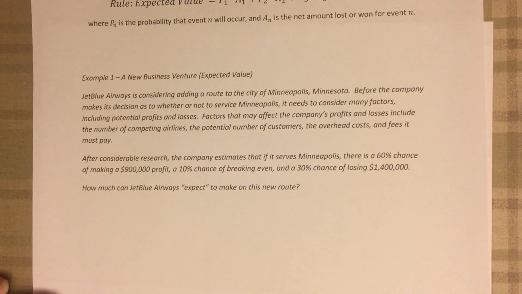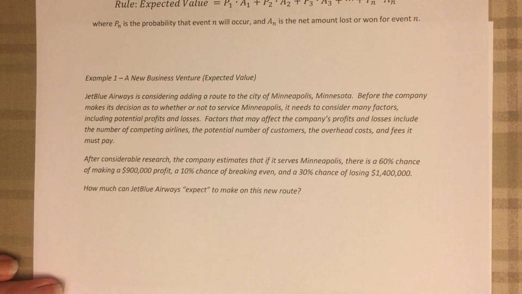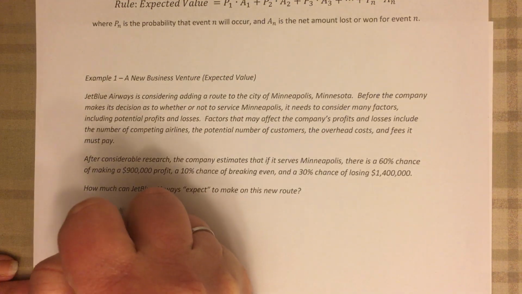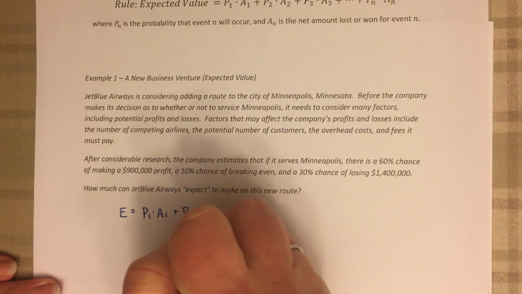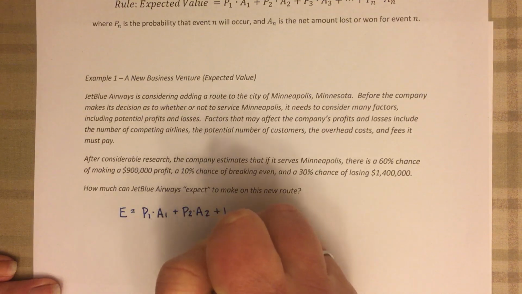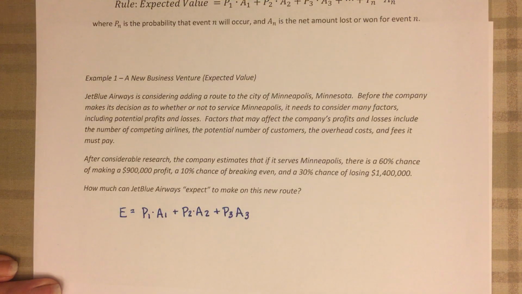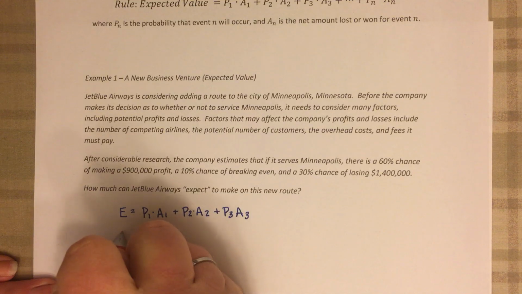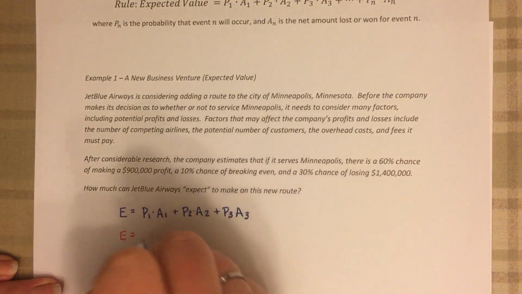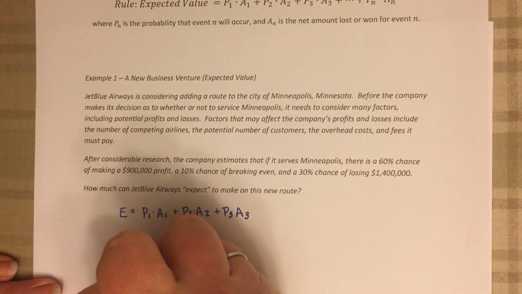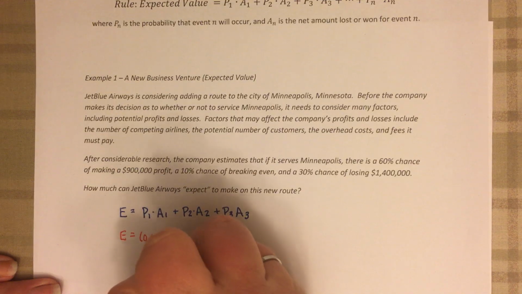All right, so in this case, we do have 3 different possibilities. So our rule is going to look like E equals P1 times A1 plus P2 times A2 plus P3 times A3. Right? So our expectation for this particular example, there is a 60% chance of making a $900,000 profit. So 60% as a decimal is 0.60 times our amount, which is 900,000.